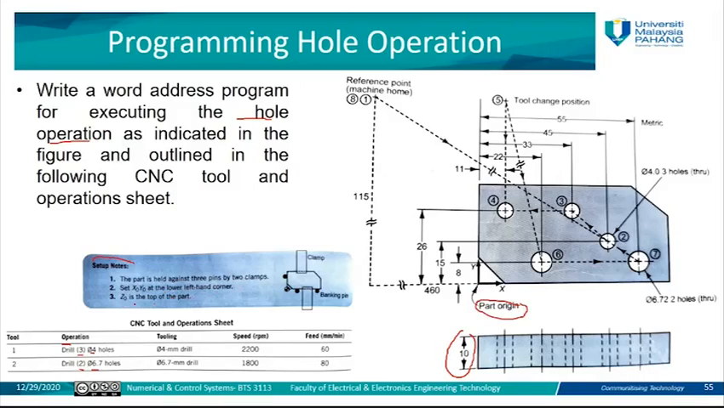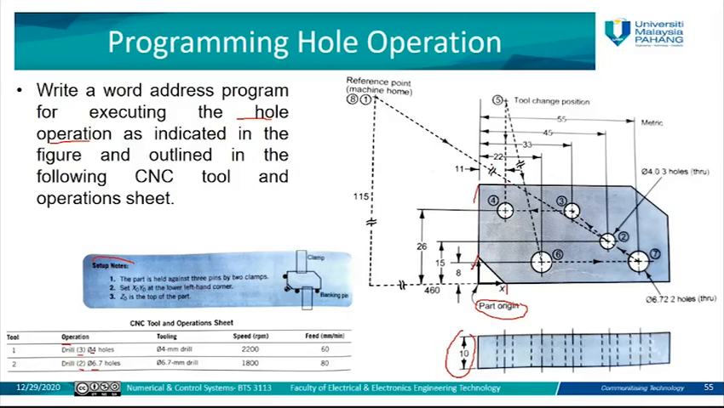Okay. Z0 is the top of the part. That means if there is a thickness, this point will be 0 and the rest will be down. So the 0 point of Z will be on the top of the workpiece. So if I want to drill, I'm going to go in the negative direction. If the 0 is on the top of the surface and you want to drill, the Z value will go in the negative direction.